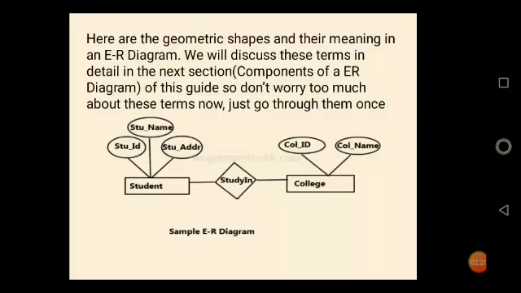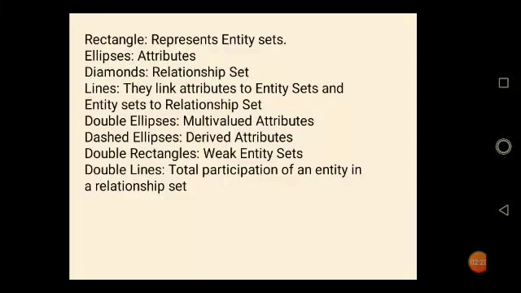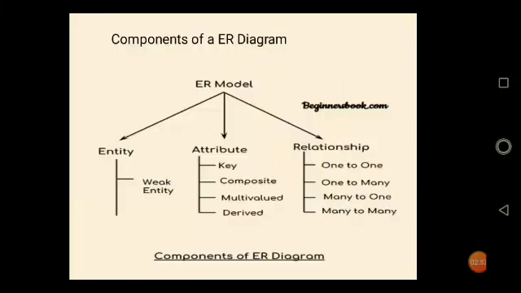Okay, so this is what I told you. For every shape you have a separate meaning, right? Rectangle represents an entity, and ellipse means attributes, that is the oval shape that I told you. Diamond means relationship. The lines connect the relationship and the entity. Double ellipse means multi-valued attributes, which we'll discuss in the upcoming classes. So for entity we have a division, weak entity; the attributes are key, composite, multivalued, derived; and relationship means one to one, one to many, many to one, and many to many.